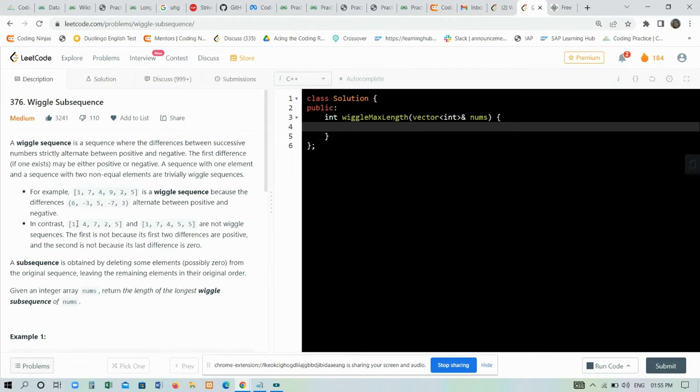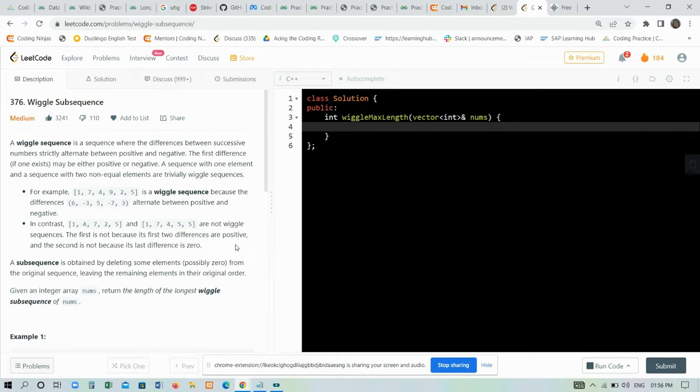In contrast, the next arrays given in the example, 1, 4, 7, 2, 5 and 1, 7, 4, 5, 5, are not wiggle sequences. The first one is not, because its first two differences are positive, that is, the difference between 4 and 1 is plus 3, and between 7 and 4 is plus 3. The second one is not, because the last two differences, that is, the difference between 5 and 4 is plus 1, and between 5 and 5 is 0.